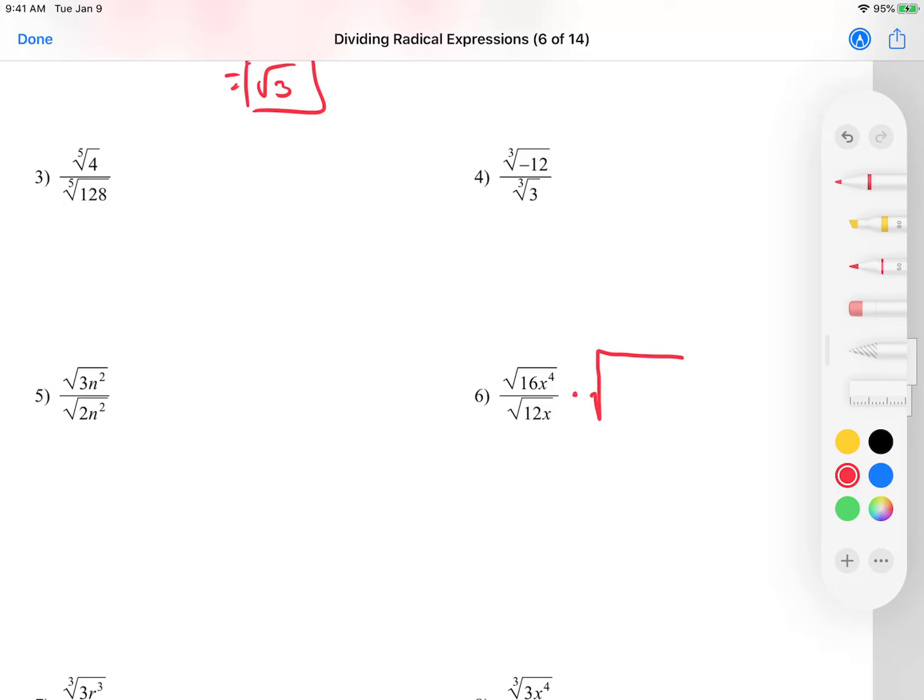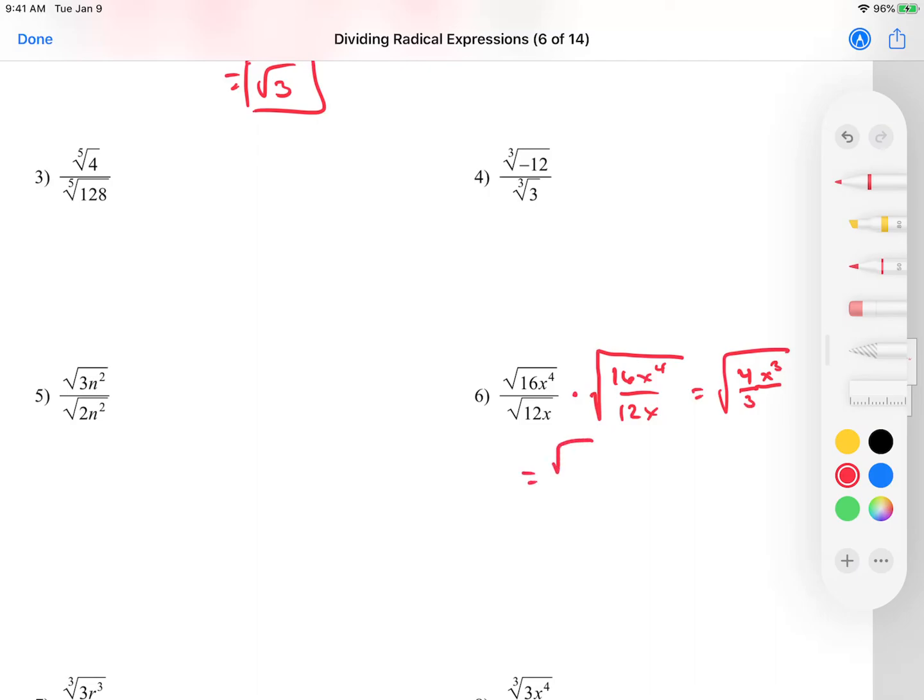That this is the same thing as 16x to the 4th over 12x. And then I can simplify that. Okay? And so when I simplify the inside, I'm left with, well, 16 over 12 just becomes what? 4 over 3. And then I got rid of one of the x's in the denominator. So it's 4x cubed over square root of 3. Sorry, 4x cubed over 3. Now I can simplify that.